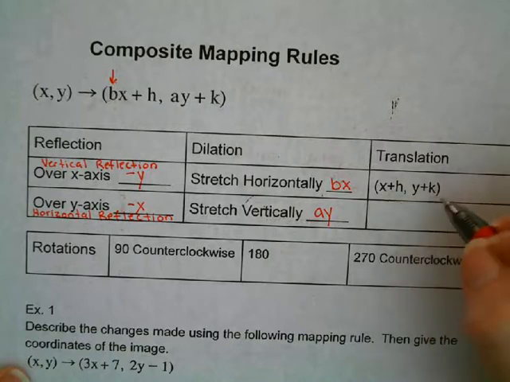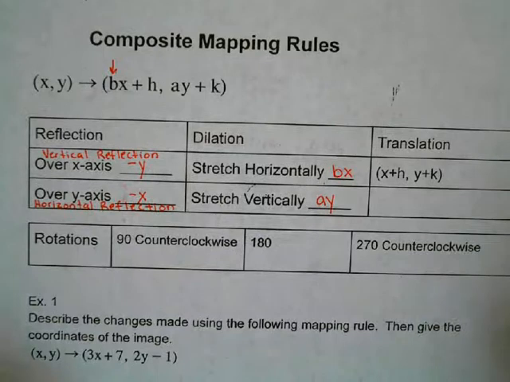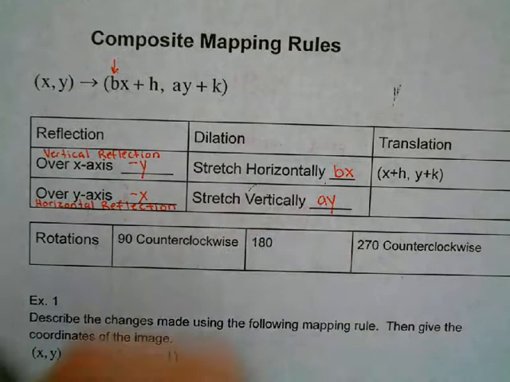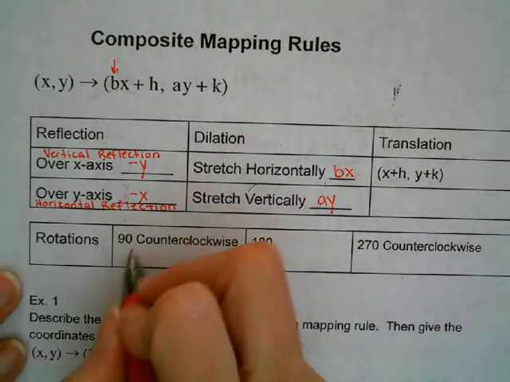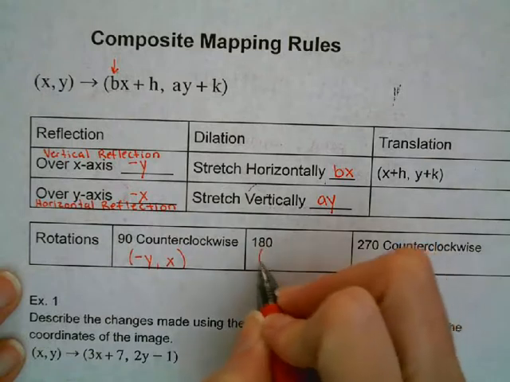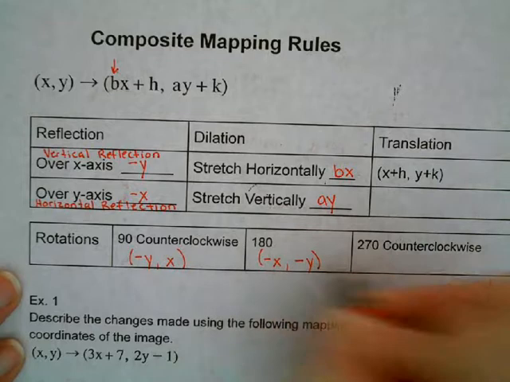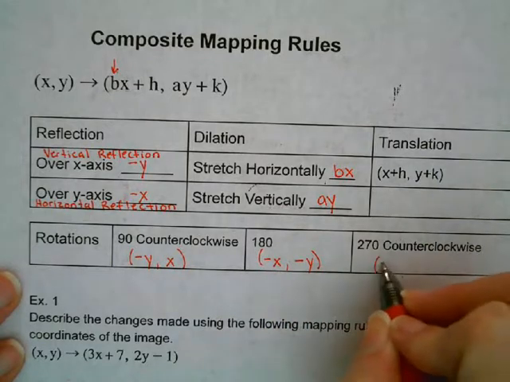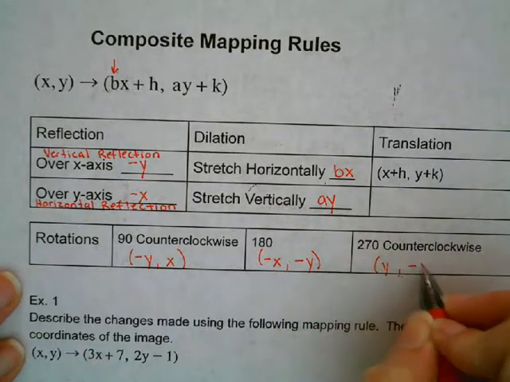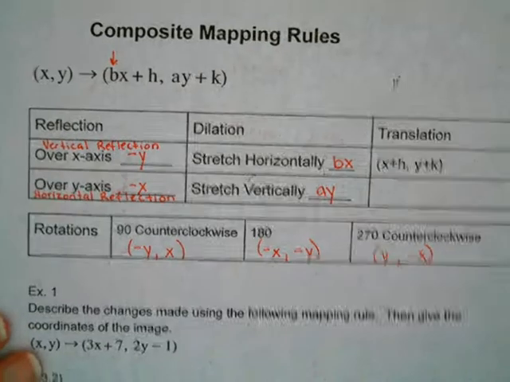And a translation is what we did the first day: x plus h, y plus k. Those should be familiar. Rotations are something I just want to put on there as a review. Our rotation for 90 degrees counterclockwise was negative y comma x. 180 degrees was negative x, or opposite x, opposite y. And then 270 was y comma opposite x.